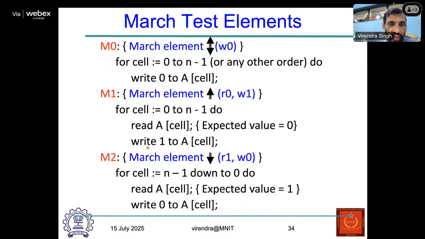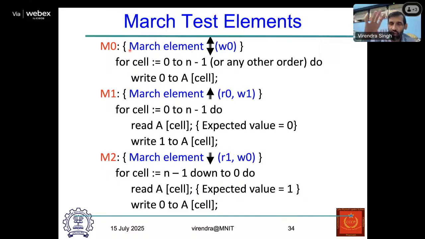So that's what it does. First, you write 0 on each and every cell. You can take any order of addressing, but you have to write in all. First you write 0 in the 0th cell, first cell, second cell, third cell, and up to n minus 1.